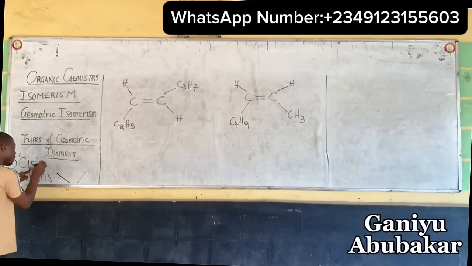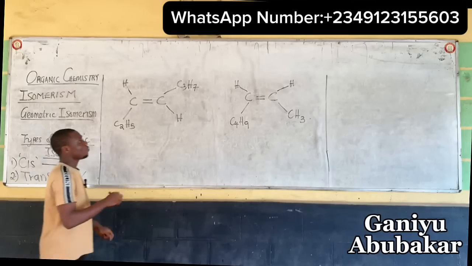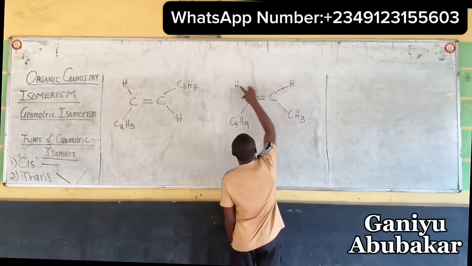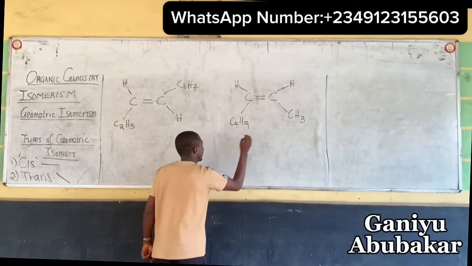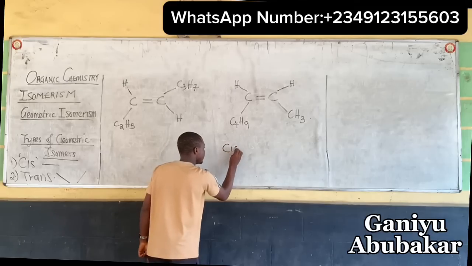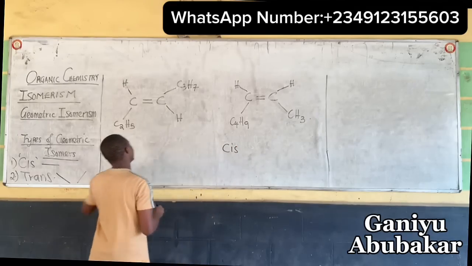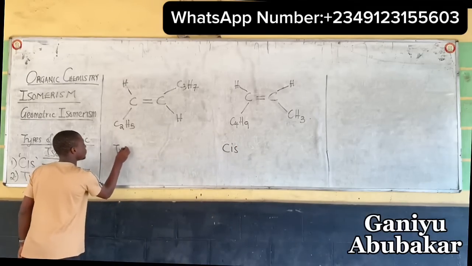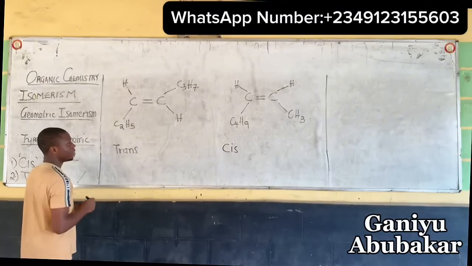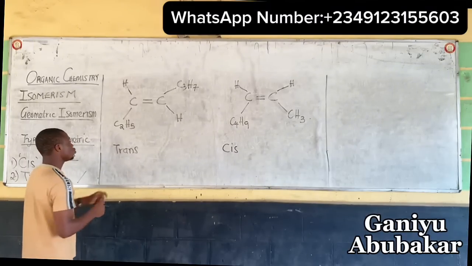This one here, they are placed horizontally. Of course, I have H and H placed horizontally. This one here is a cis system. This one here is a trans system. Let's now name them. So name this one here.